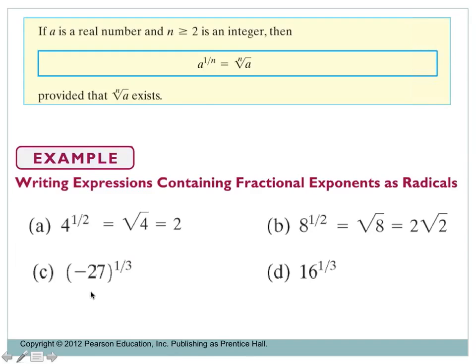All right, negative 27 to the 1/3 power is the same thing as the cube root of negative 27. And negative 27 is a perfect cube. Your answer is just negative 3. 16 to the 1/3 power is just the cube root of 16, which again we can simplify into cube root of 8 times cube root of 2. Now cube root of 8 is just 2, so we're just left with 2 times cube root of 2.